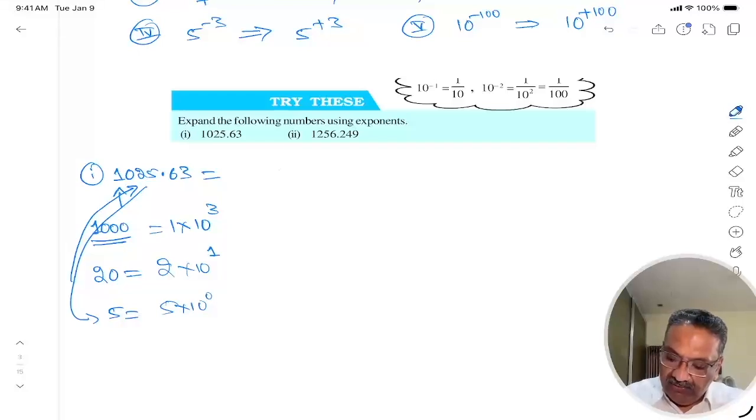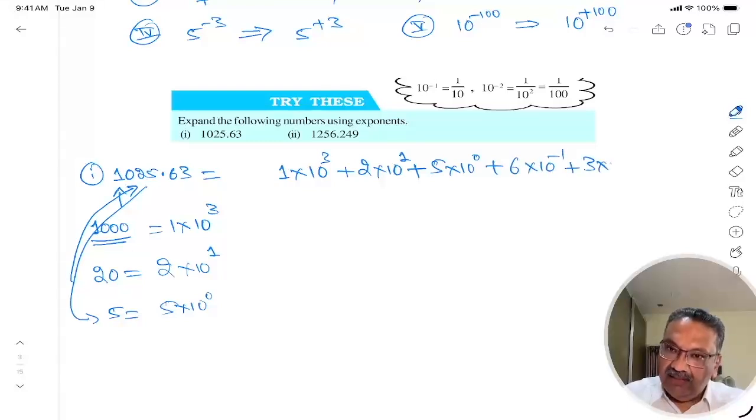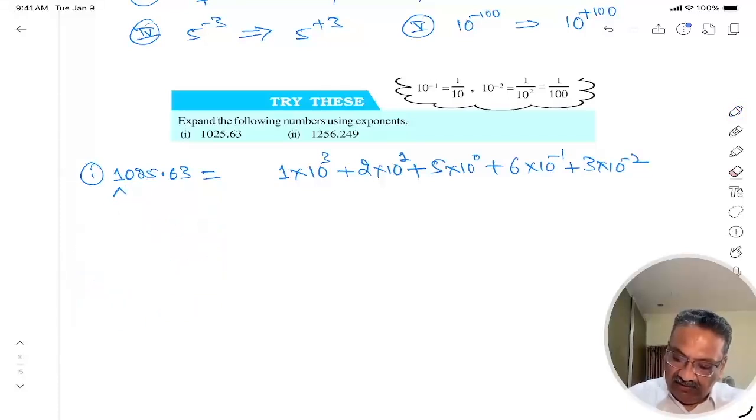So this becomes 1 into 10 to the power of 3 plus 2 into 10 to the power of 1 plus 5 into 10 to the power of 0 plus 6 into 10 to the power of minus 1 plus 3 into 10 to the power of minus 2. Similarly, let us take the next one.